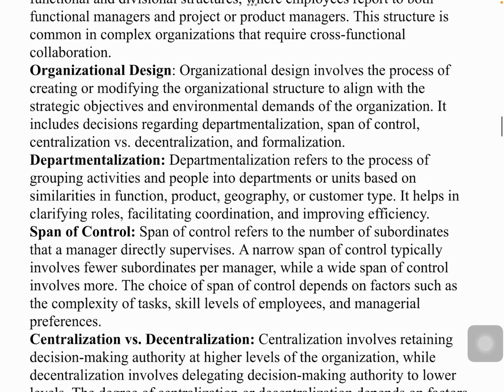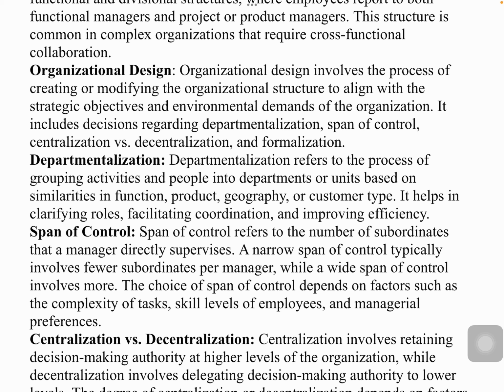So next is the organizational design. So organizational design involves the process of creating or modifying the organizational structures to align with the strategic objectives and environmental demands of the organization. So it includes decisions regarding departmentalization, span of control, centralization versus decentralization, and formalization. Organizational design is creating or modifying the structures to align with strategic objectives.